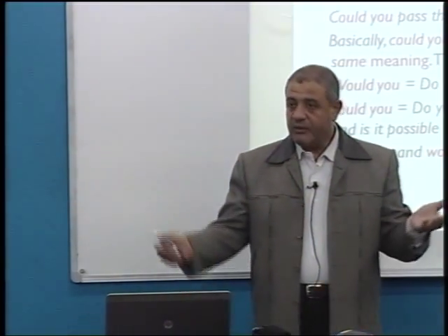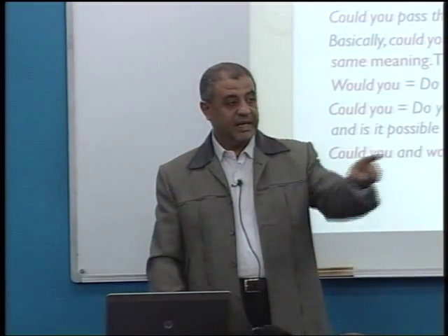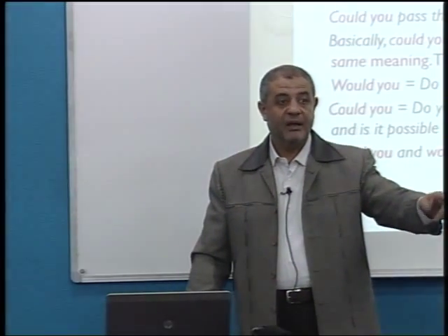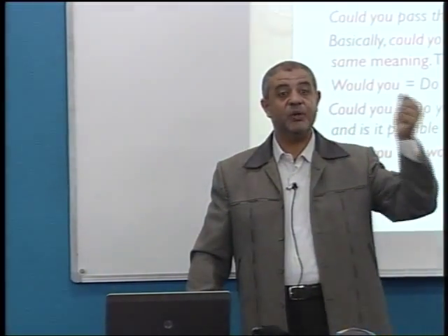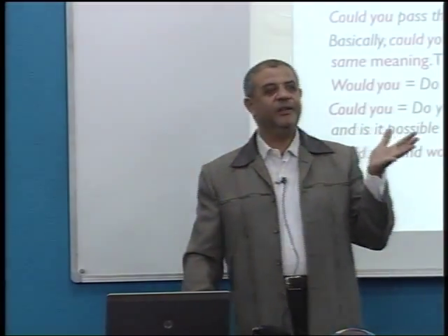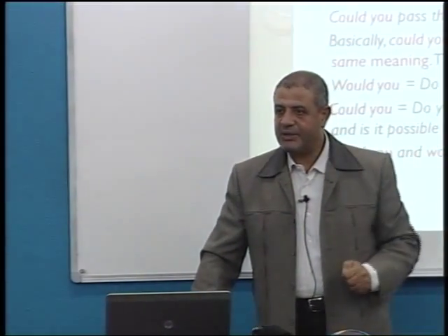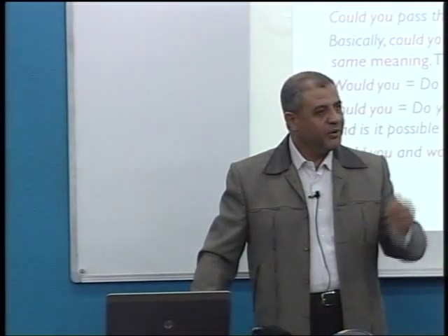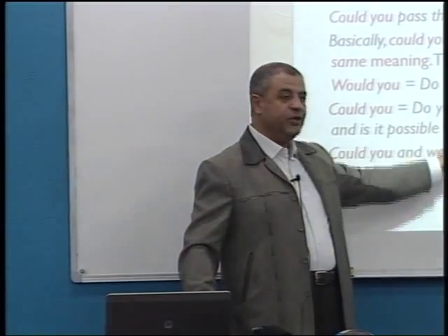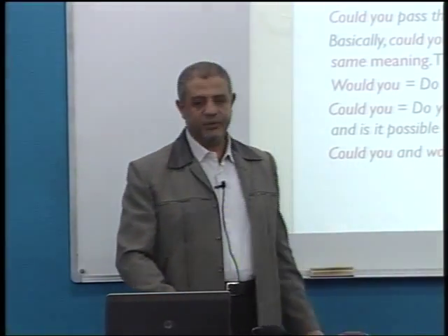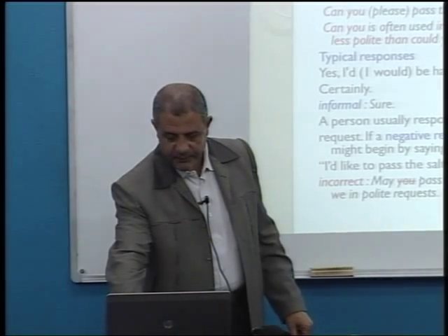I don't know whether it is possible. It is a request. But if I'm sure that she has a telephone with her, and she's using it, and she always has credit in her telephone, then I say, could you give me your telephone, please? Could you means it is possible for you to do. Is that clear? No question?